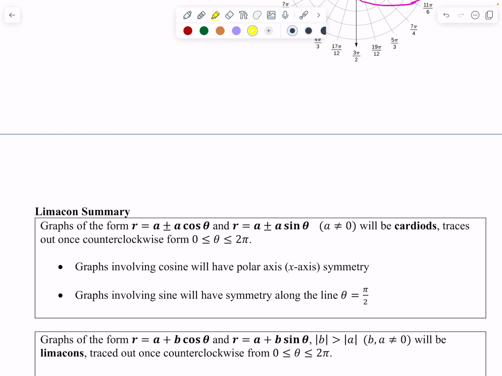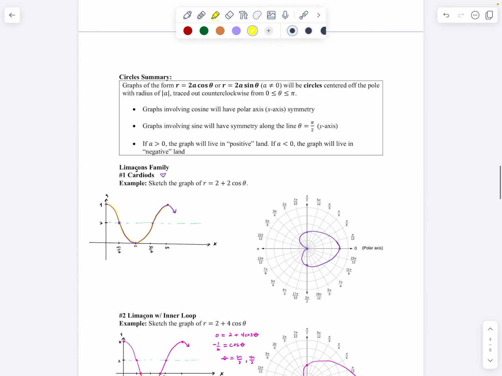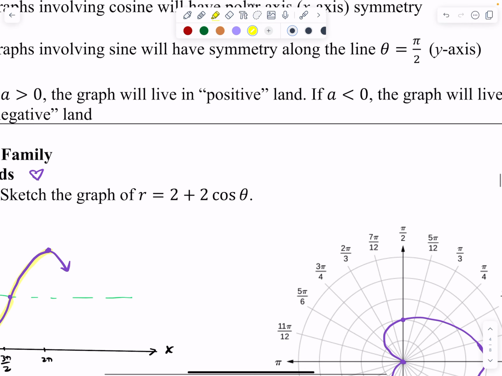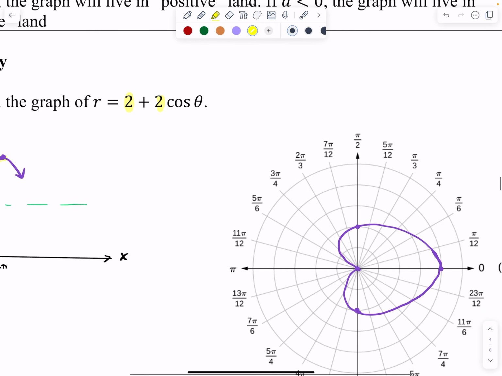so far. So cardioids are whenever these two values are the same, right? Whether sine or cosine, the sine or cosine will determine the orientation or the symmetry, like where the graph has symmetry. So if those values are the same, just like this equation, 2 and 2, it'll be a cardioid.